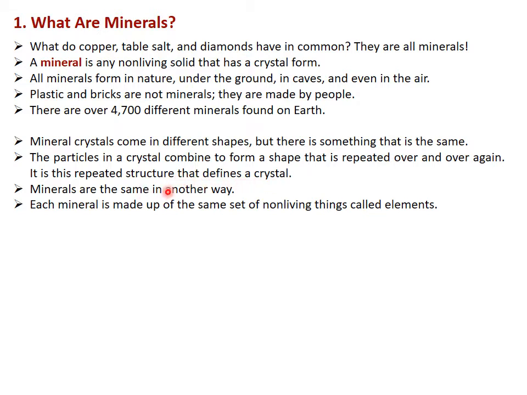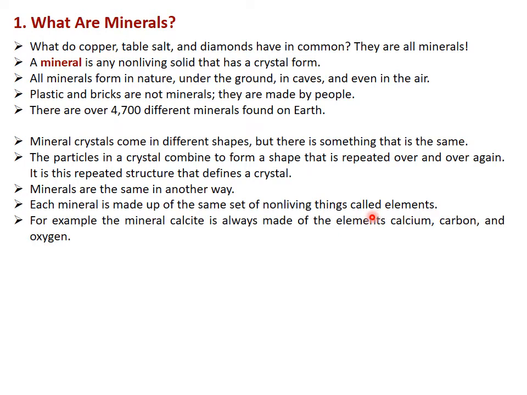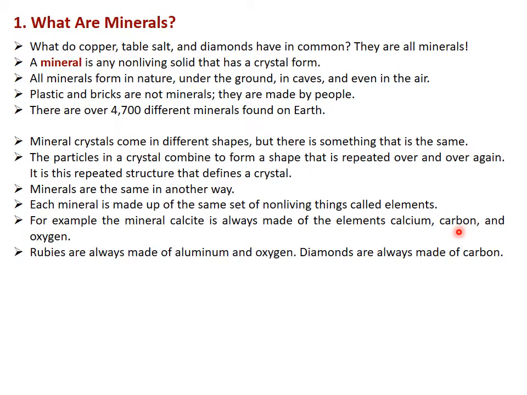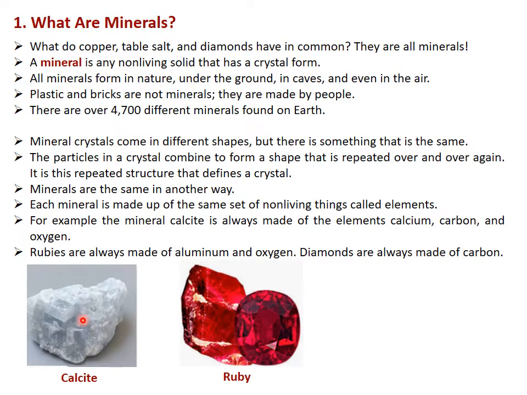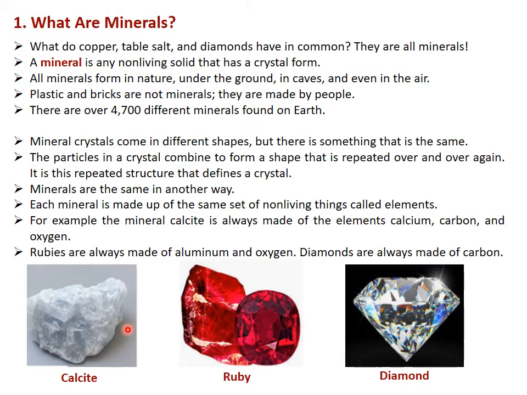Minerals are the same in another way. Each mineral is made up of the same set of non-living things called elements. For example, the mineral calcite is always made of the elements calcium, carbon, and oxygen. Rubies are always made of aluminum and oxygen. Diamonds are always made of carbon. So, the first picture shows a calcite. The second picture shows a ruby, and the third picture shows a diamond.